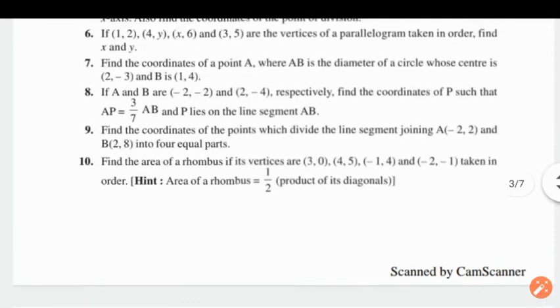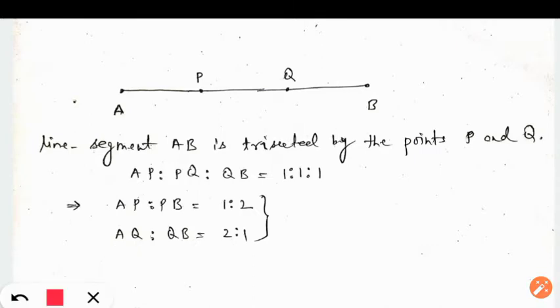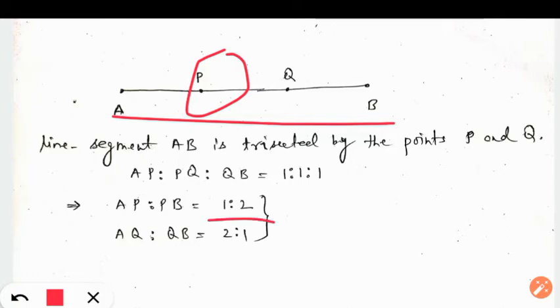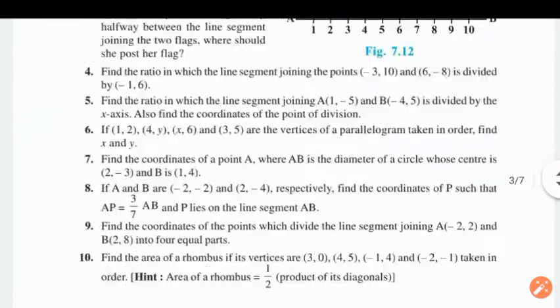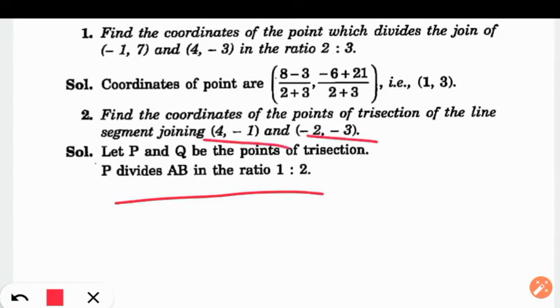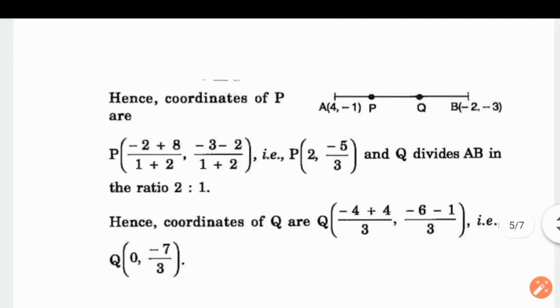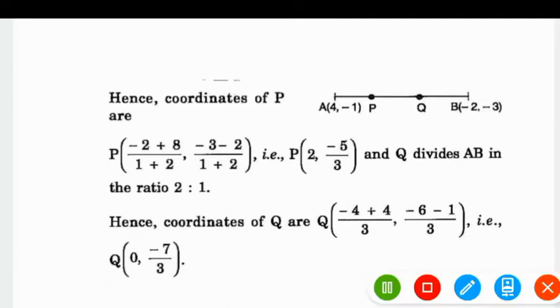So P divides AB. See in this figure, P divides AB in what ratio? Tell me. 1:2. So P divides AB in the ratio 1:2. Now we know the coordinates of A and B and we know the ratio. Now we can apply the formula mx2 plus nx1, that one, to get the coordinate of P. See, the figure has been drawn here. So A to P and P to B is 1:2.